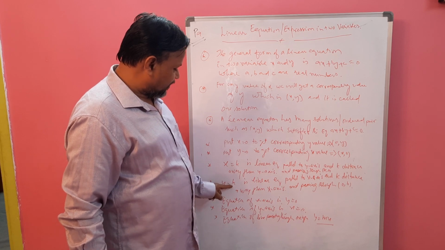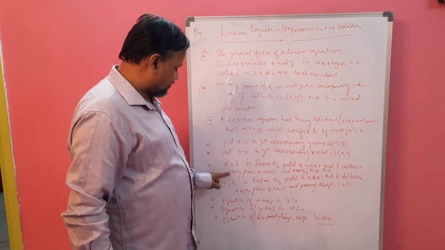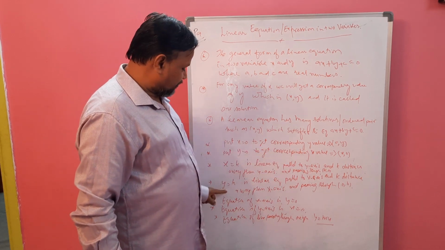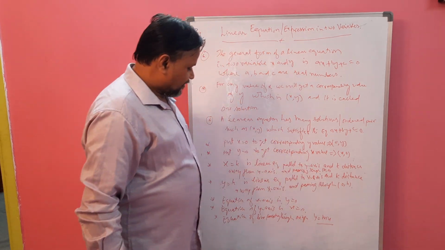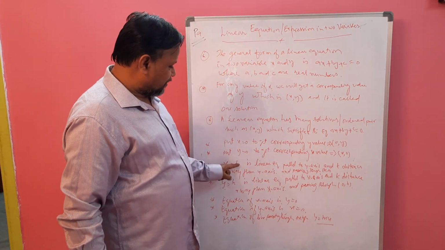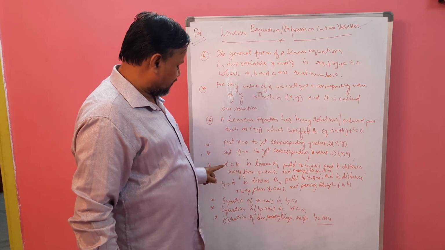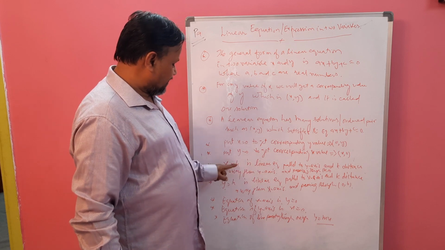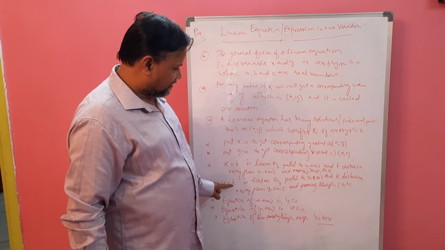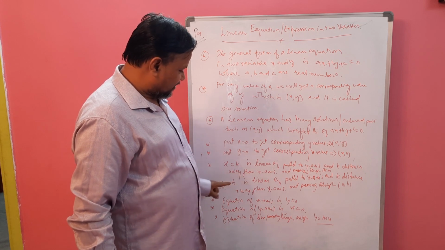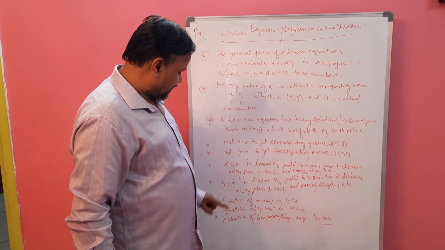Another one, y equal to k is a linear equation parallel to the x-axis, k distance away from the x-axis, and it also passes through 0 comma k. So remember that x equal to k is parallel to the y-axis, k distance away from it, and passes through the point k comma 0. And y equal to k is parallel to the x-axis, k distance away from it, and passes through 0 comma k.